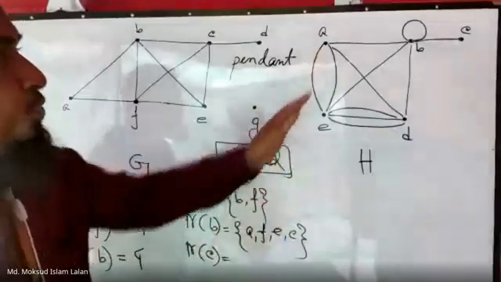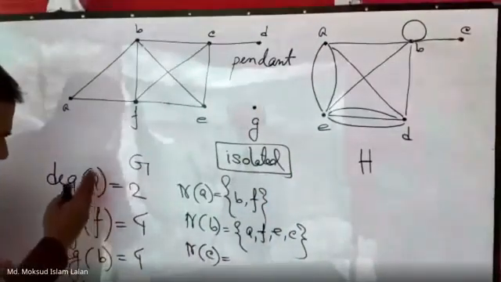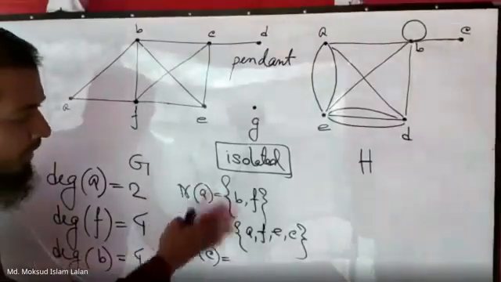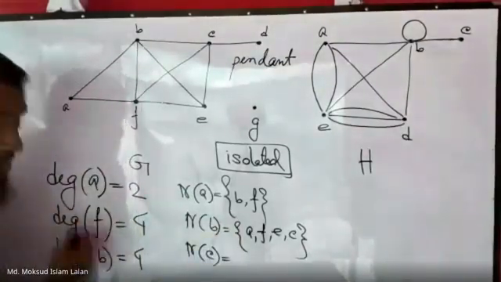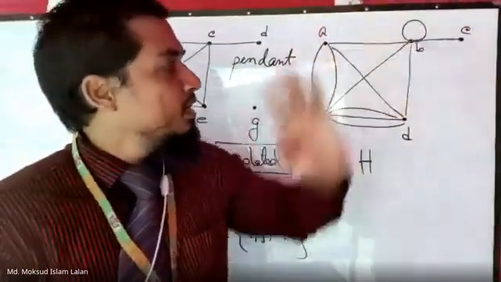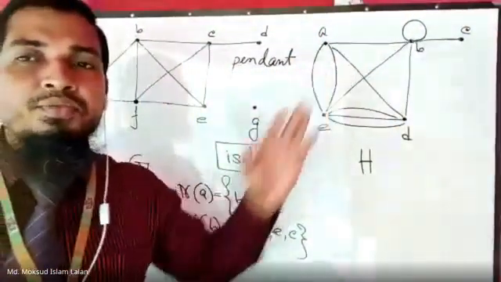H graph, dear student, would you please try to find out the degree of each one and the neighbors? Okay, you can skip the neighbors. Would you please find out the degree of A, B, C, D, and E?